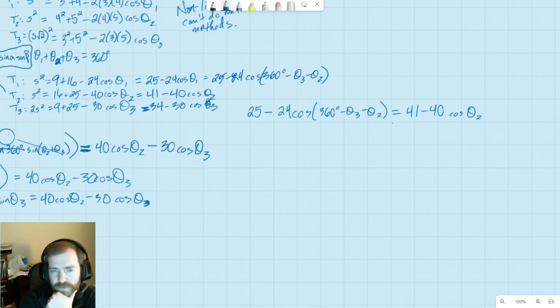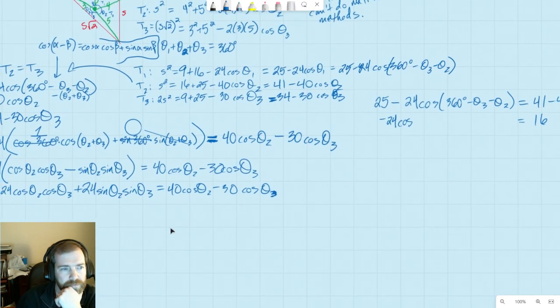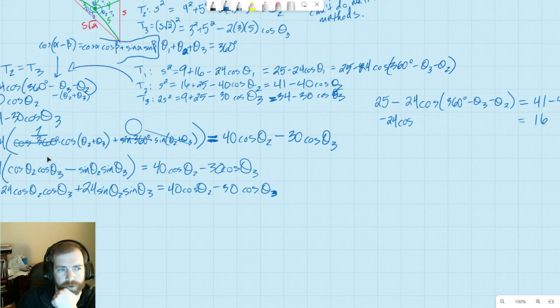Here, if we subtract 25 from both sides, we end up with a 16 over here. Move that over there. And negative 24. Okay, so the cosine of this is all the same stuff that we did before. So negative 24 cosine of 360 minus parentheses theta 2 plus theta 3 is going to be equal to this stuff at the end.